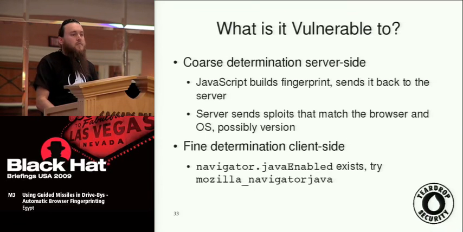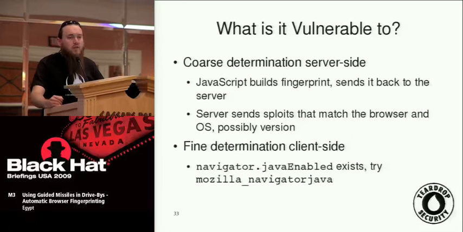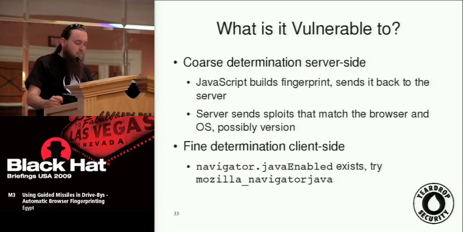So the server knows that these exploits will work or potentially could work on Internet Explorer. So we weed out all of the other ones. We know this client is Internet Explorer, only send these exploits. Then a more fine-grained determination is made on the client. So with each of those exploits, we also send a test in JavaScript to check for the specific vulnerability.